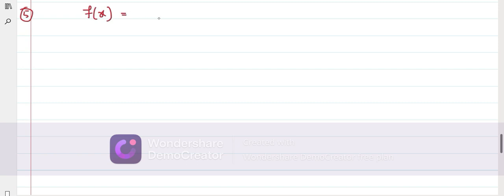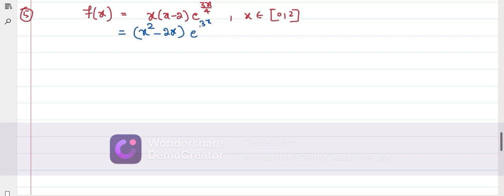Verify the Rolle's theorem for x into x minus 2 into e power 3x by 4. Is it continuous? We have x into x minus 2. If you multiply them, what happens? It is equal to x square minus 2x. It is better to multiply these two. Do you know the reason? Why?